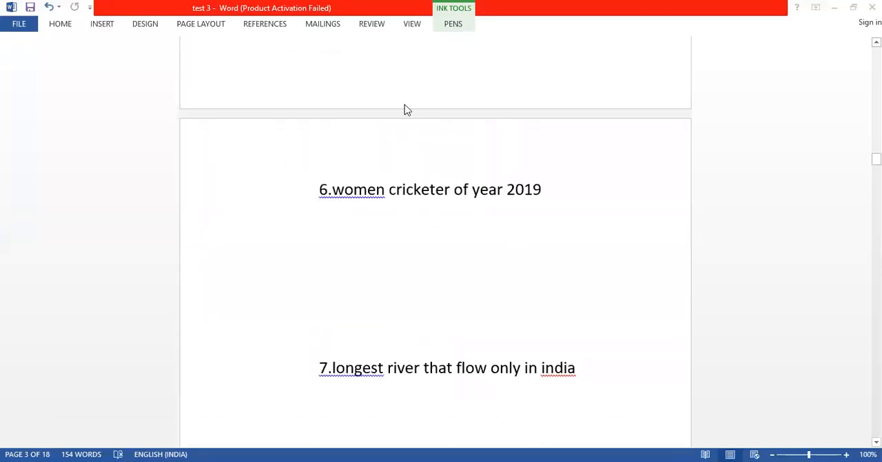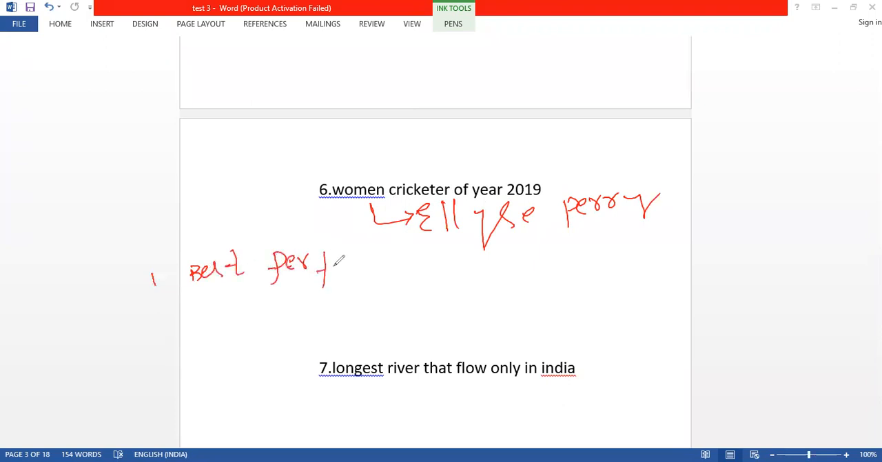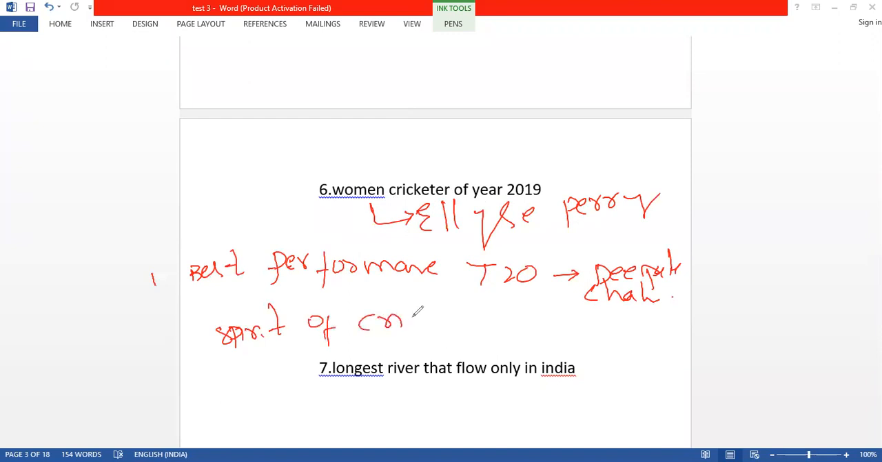Now tell me this answer. Who is given as women cricketer of the year? Tell me friends, one question will be asked from sports. Ellis Perry is given as women's cricketer of the year. Best performance of T20 is given to Deepak Chahar, Indian player. Now, spirit of cricketer award is given to Virat Kohli.